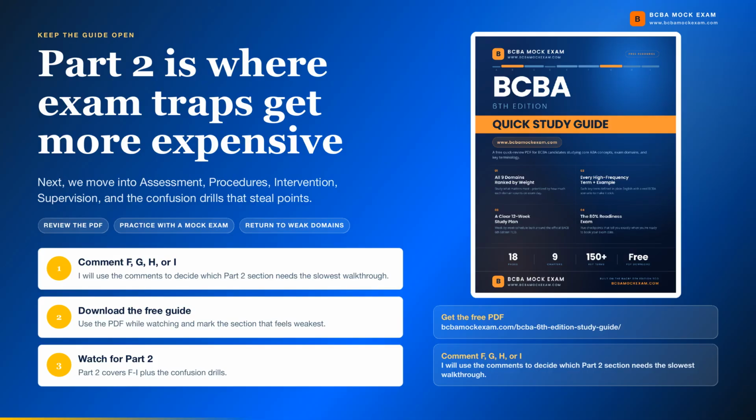Use the free PDF as your map. Mark the concepts you had to replay. Then test transfer with practice questions, because practice questions show whether you can apply the concept in a new stem.